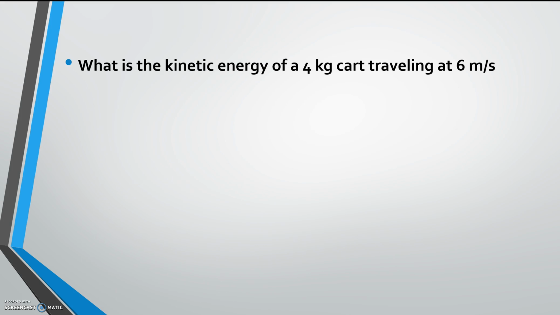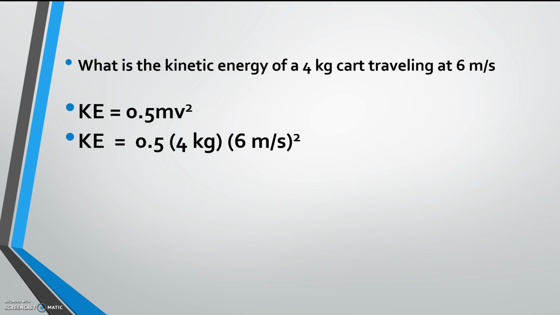So let's look at a couple of questions. What is the kinetic energy of a 4 kilogram cart traveling at 6 meters per second? We should notice that this is a kinetic energy problem, so we start with our kinetic energy equation. Kinetic energy equals 0.5 times m times v squared. Then we're going to plug in our variables. For m, we'll plug in 4 kilograms. For v, we'll plug in 6 meters per second.